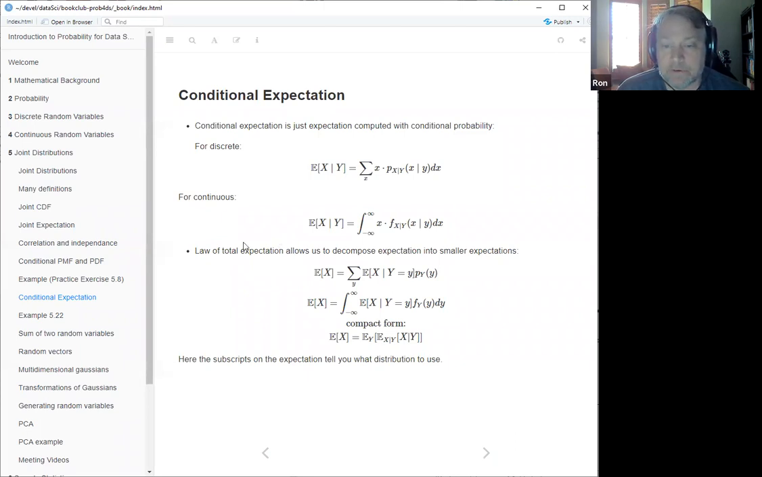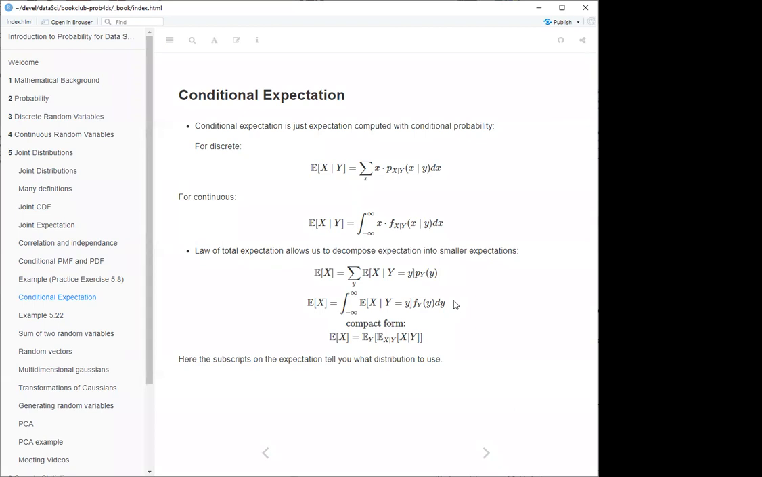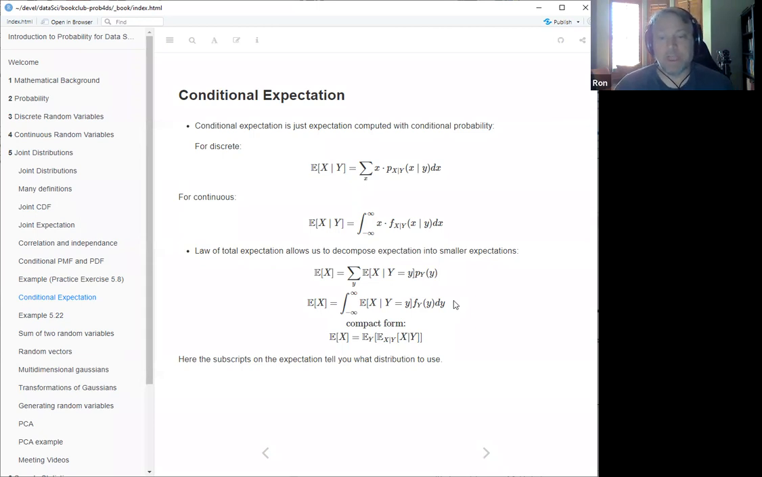He introduced this concept of the law of total expectation, which allows us to decompose expectations into smaller expectations. If I want to know the expectation value for X, I can compute it by computing this conditional expectation, multiplying, and then summing over all the possible Ys. Same thing for the continuous case. Does that make sense? The idea is that maybe it's really hard to calculate the expectation value of X, but I can pretty easily calculate the expectation value of X given that one of the other random variables is fixed, and then I can just integrate over it. You're integrating over the margin, marginalizing it, if you will.